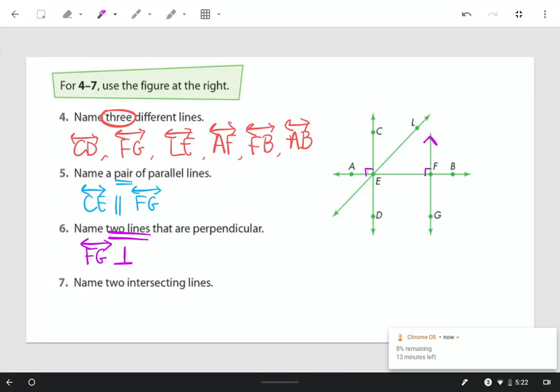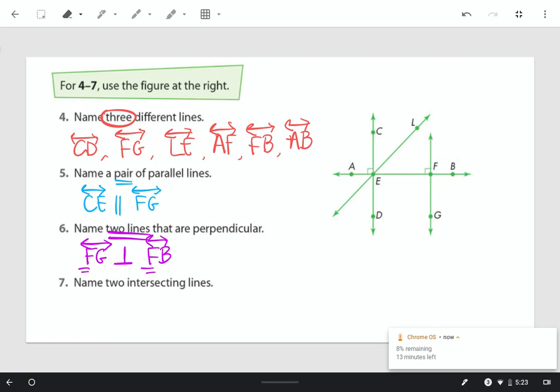So I did line FG, and it's perpendicular to line FB. Okay, and it's okay to use this point. If that's labeled in the diagram and it's F, we can use F in both of them. That's fine, as long as they are perpendicular lines. All right.